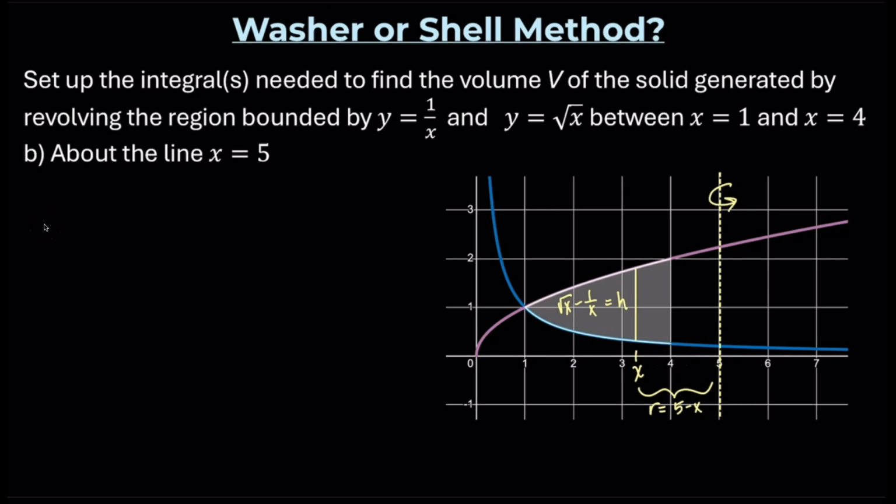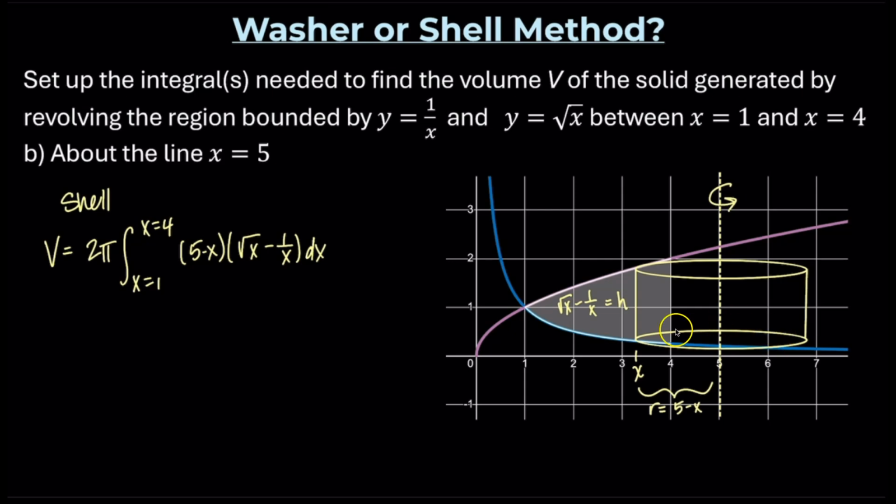So let's go ahead and set up our shell method. We have the volume is equal to, let's put the constant multiple 2 pi in front, the integral from x equals 1 to x equals 4 of that radius, 5 minus x, times the height, radical x minus 1 over x, dx. And just to get better at visualizing, here is a representative cross-section at that random x value.